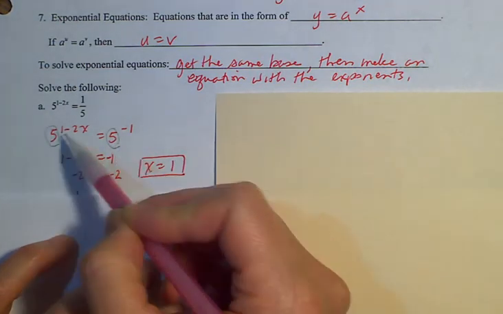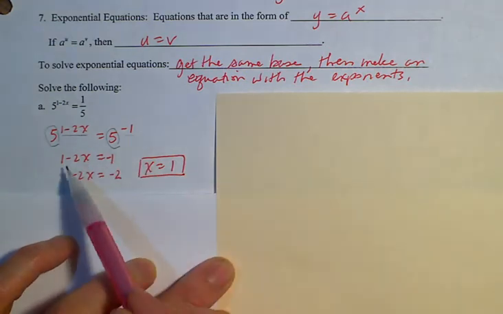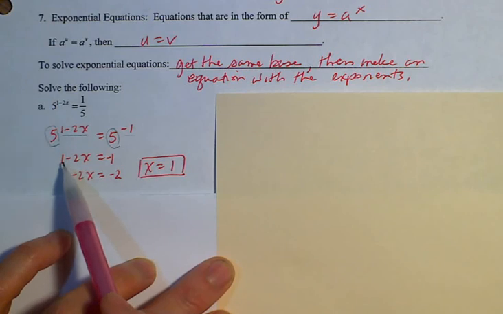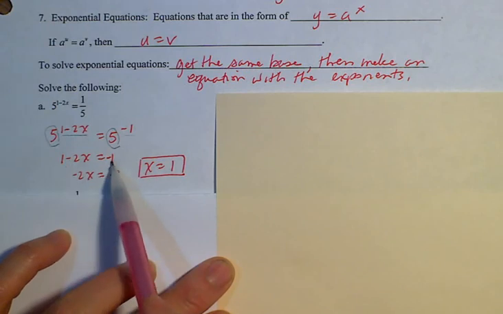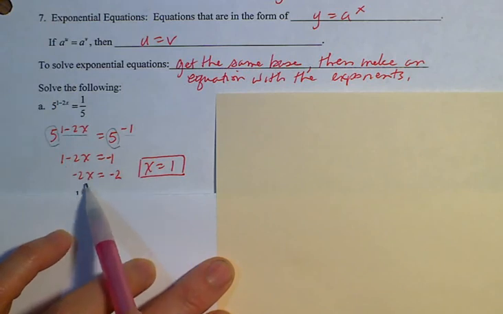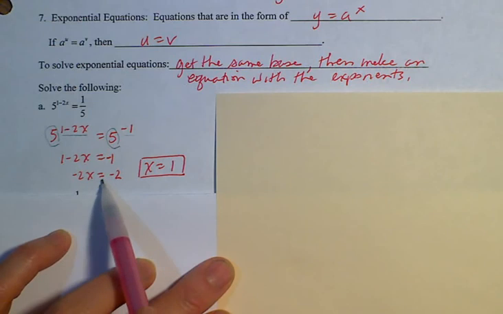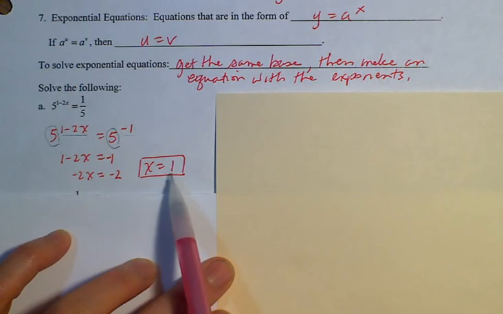So that means that I can make an equation now with the powers. So I would just take away the base, and then it's 1 minus 2x is equal to negative 1. And then I just solve this. So negative 2x is equal to negative 2. So x is equal to 1.